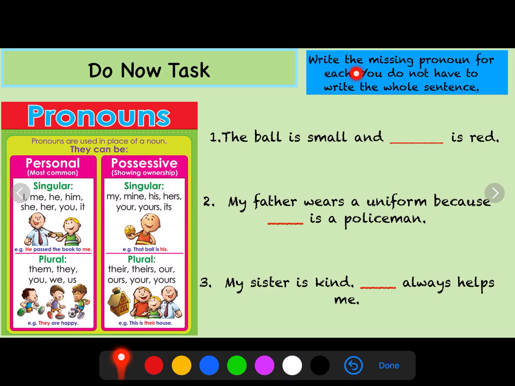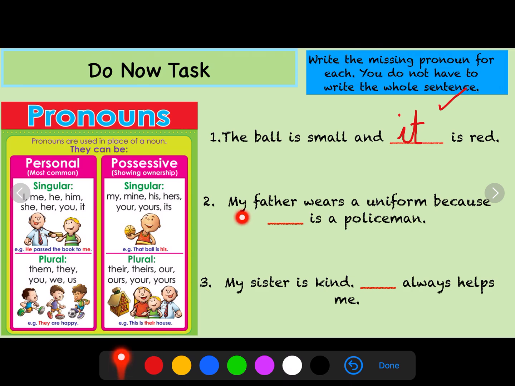Today what I want you to do is write the missing pronoun for each sentence. You do not have to write the whole sentence, you can just write the missing word. Number 1. Can you read this sentence? The ball is small and something is red. I want you to look over here at the pronouns and think about which one is missing. Write it down. Super. It is red.